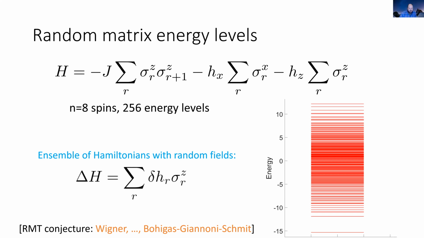Okay, and this kind of idea goes back at least to the work of Wigner with nuclei, but then it was codified in the quantum chaos literature by the so-called BGS conjecture, that the energy levels of a quantum chaotic system are always random matrix-like.